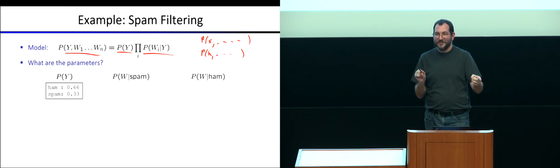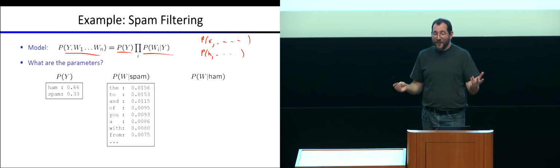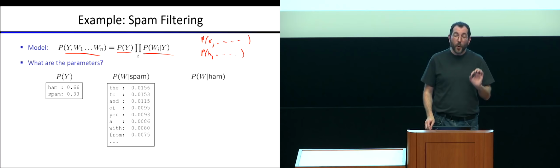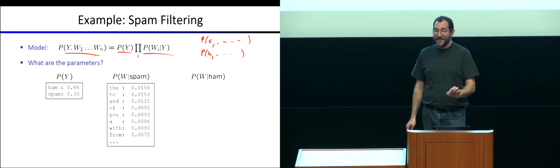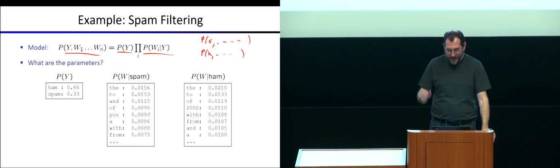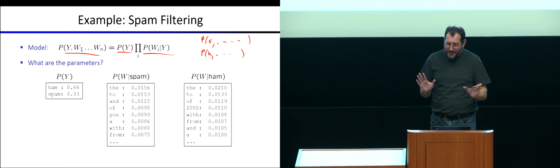What's going on here? I thought free meant spam. This is not an odds ratio. This is not words that are much more likely in spam than ham. This is simply, in this model, the probability of word given class. And in spam, the most likely word is the. Somewhere far down that list is the word free. How about for ham? What do you think is the most likely word? Yeah, it's the too.